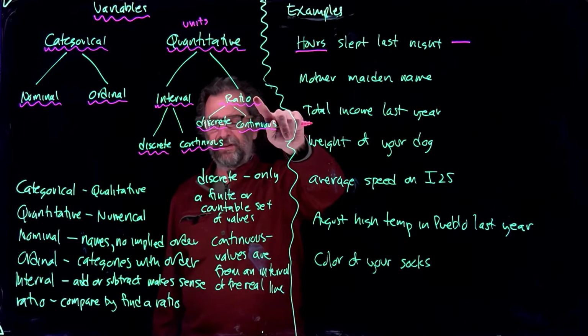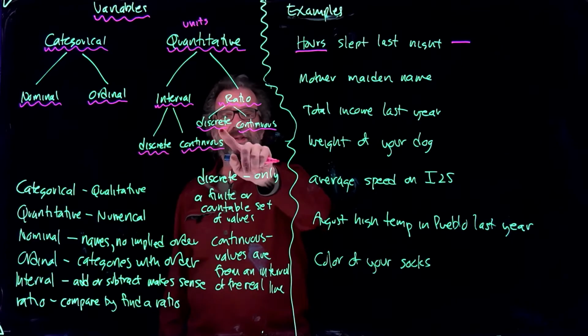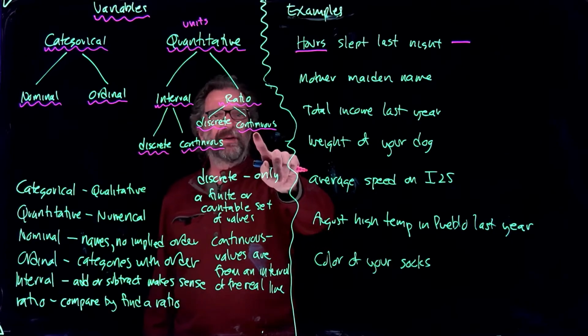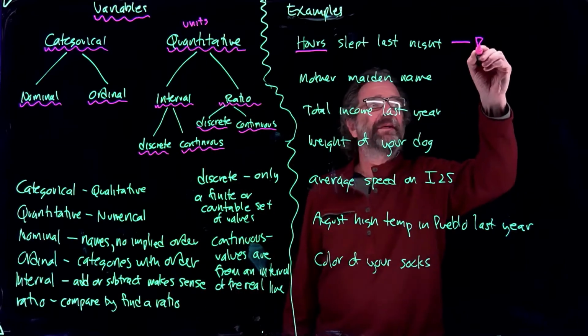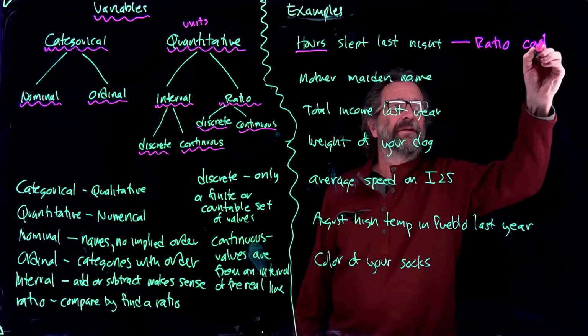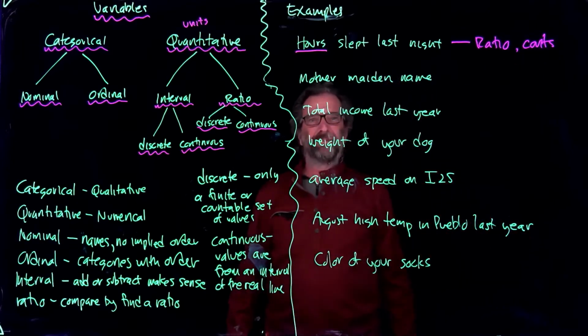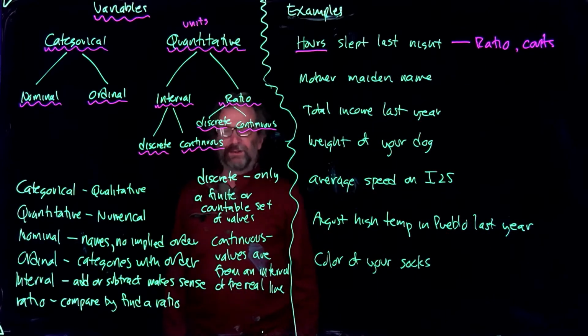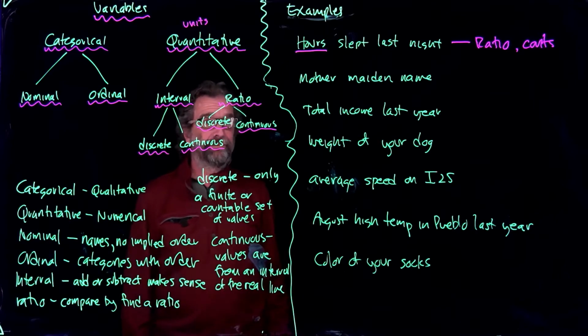I slept half as long this night as the previous night. That makes sense. Is it discrete or continuous? I'm thinking continuous. I'm going to go ratio, since 0 makes sense. And I'm going to go continuous, because if you could measure it, you can do better than just say 8 hours. You could do a very accurate measurement.